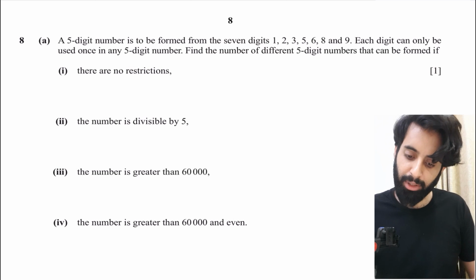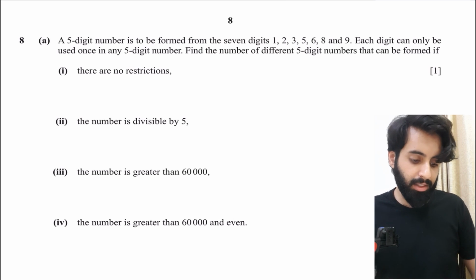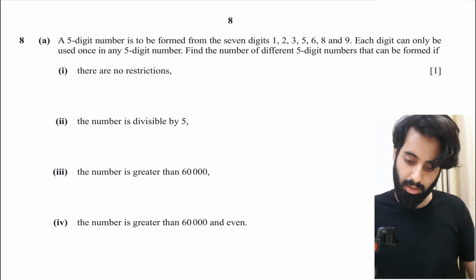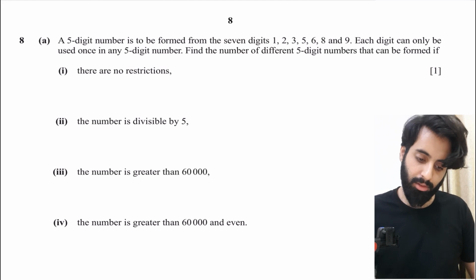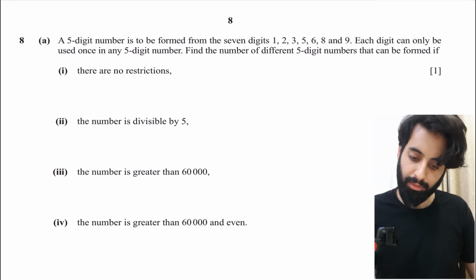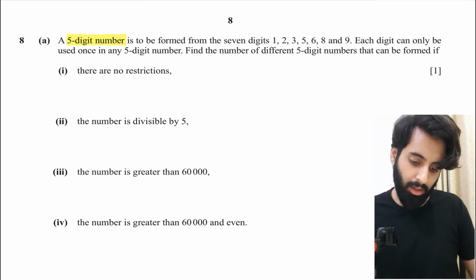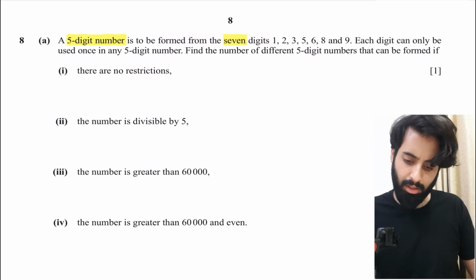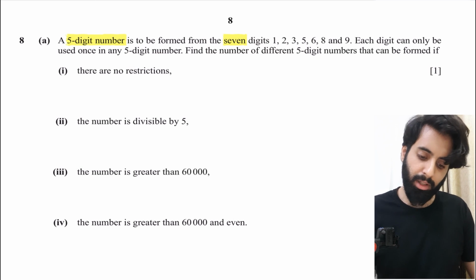So here's question number 8, part A. It says a 5-digit number is to be formed from the 7 digits 1, 2, 3, 5, 6, 8, and 9. Each digit can only be used once in any 5-digit number. Let's highlight the word 5 digits so I know how many digits I need to use. And how many do we have in total? Let's just highlight 7. Each digit can only be used once. We'll keep that in mind.